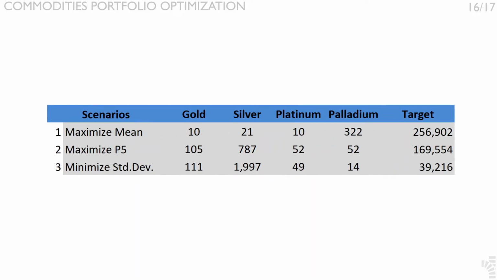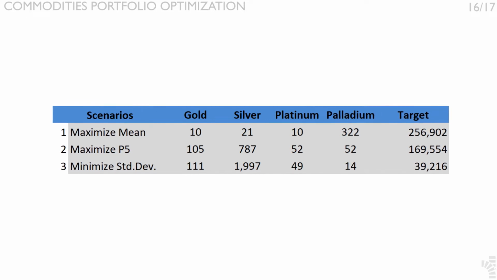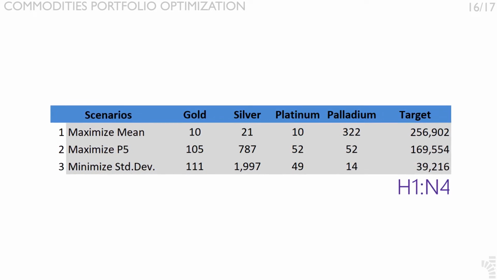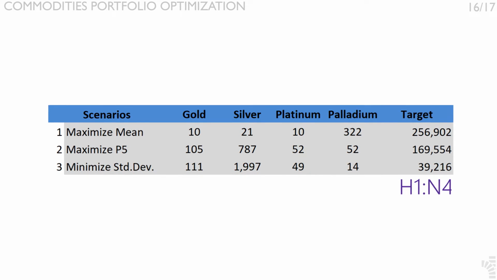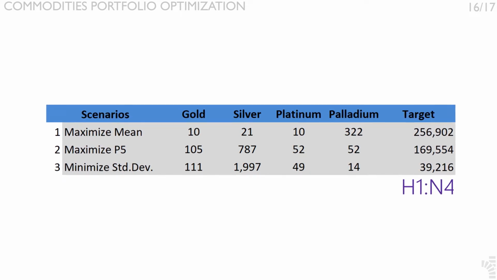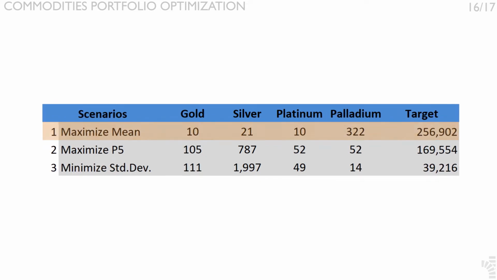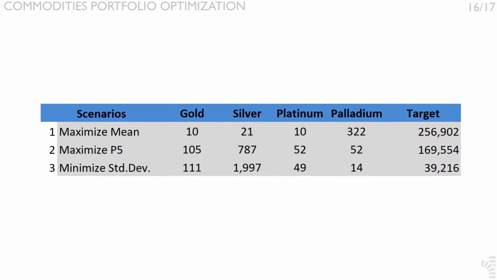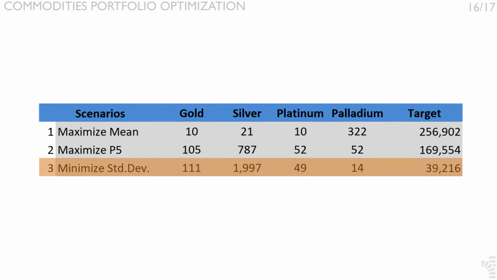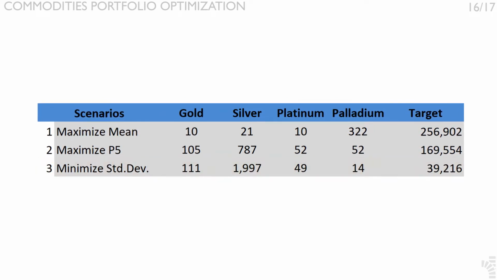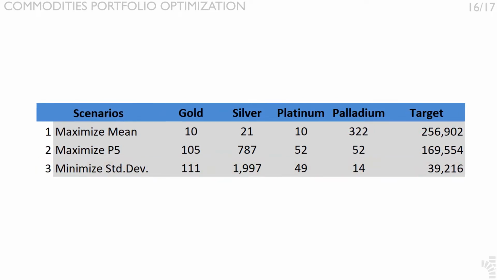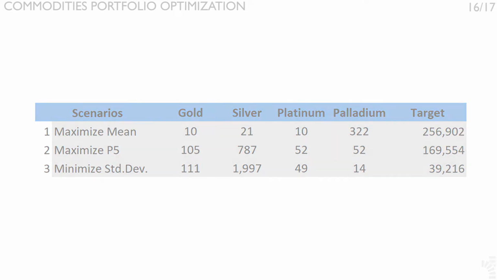Analyzing the alternative portfolios. The three portfolios we are comparing are shown on the following range, H1:N4. Notice that the three optimized portfolios are significantly different in composition. For example, the first, maximizing mean portfolio contains 90% of its worth in Palladium, whereas the third, minimizing standard deviation portfolio only suggests a share of 3.9% on this metal.